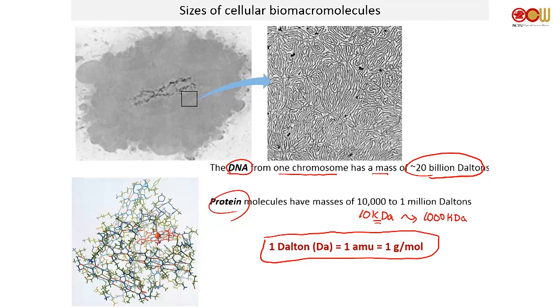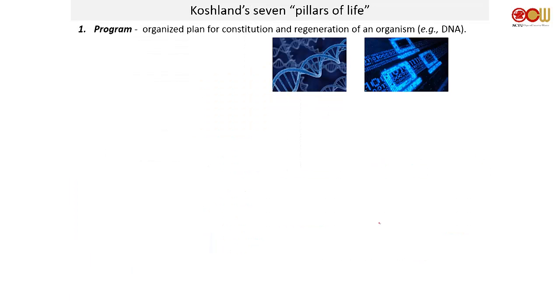This is sort of a random definition that I want you guys to know. All right, so we're going to now talk about Hochland's 7 pillars of life.